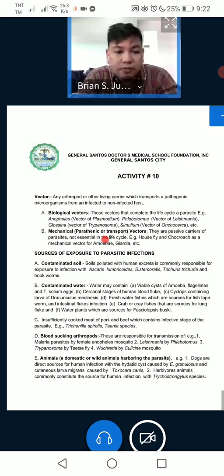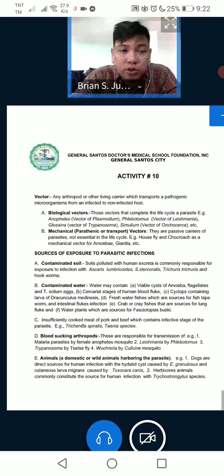So there are practices, class, wherein their culture allows them to eat the meat raw. There are such cultures.